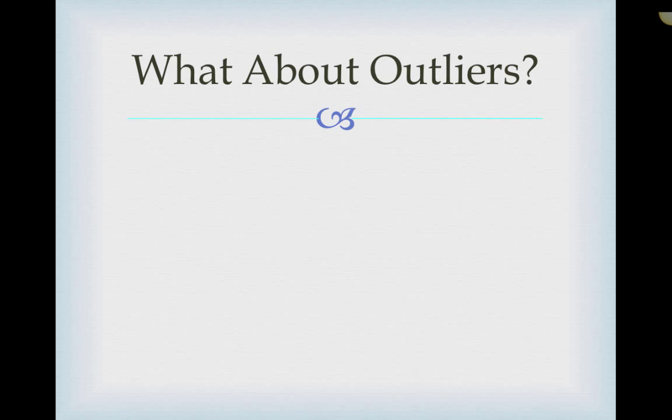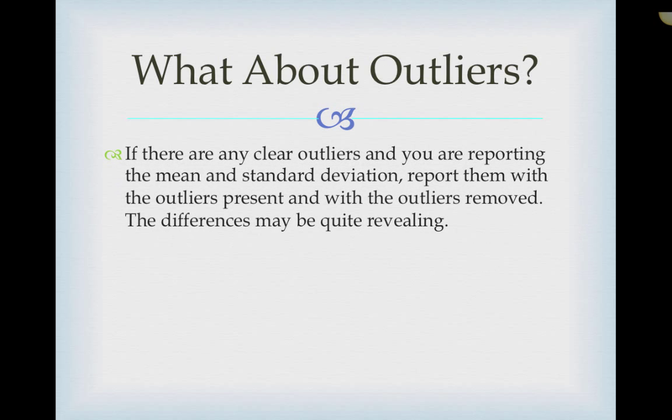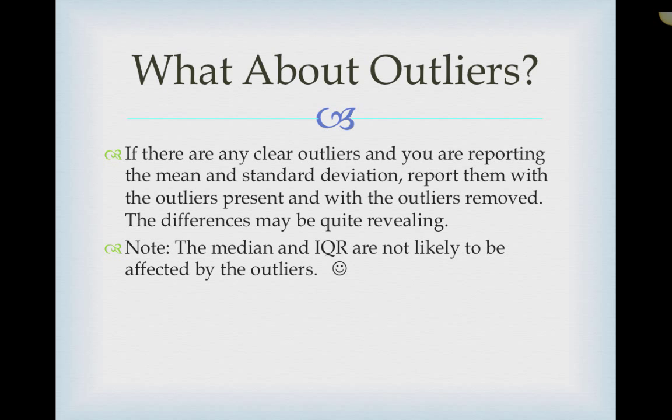When we are talking about outliers, again, I know I've already said this, but it is important that when you are giving the mean and standard deviation and there are outliers present, you need to give the mean and standard deviation both with and without the outlier. With the median and IQR, they are not affected by extreme values, so you don't have to report them twice, you only have to do it the one time.